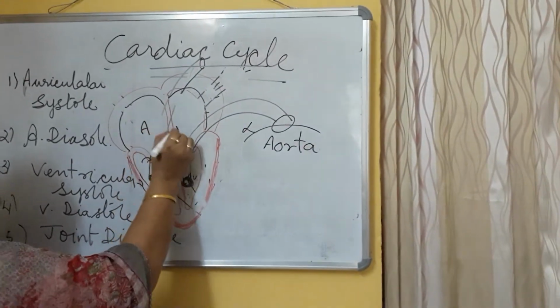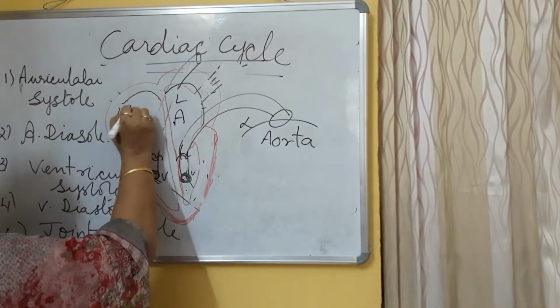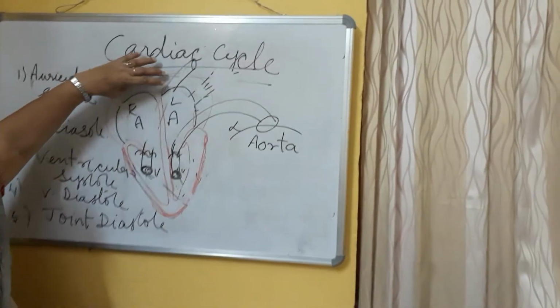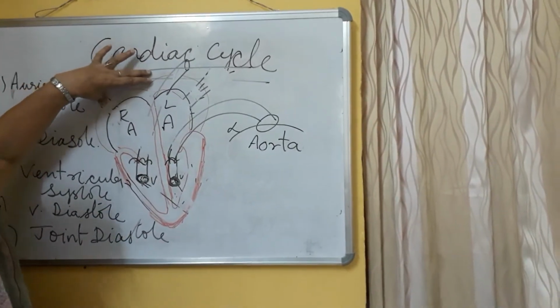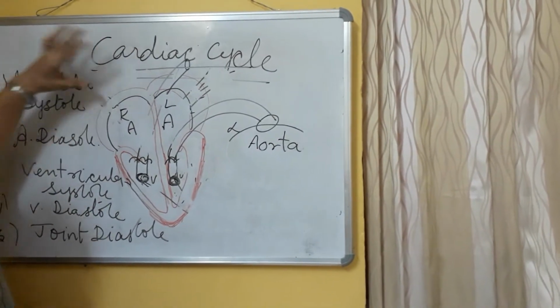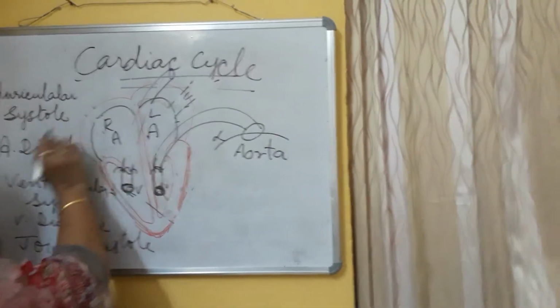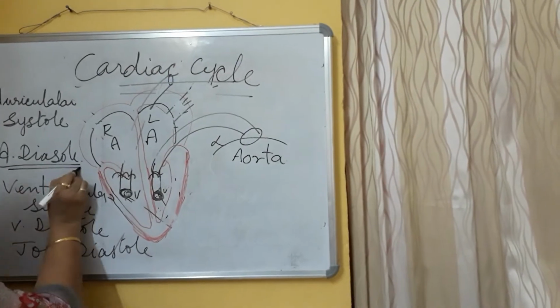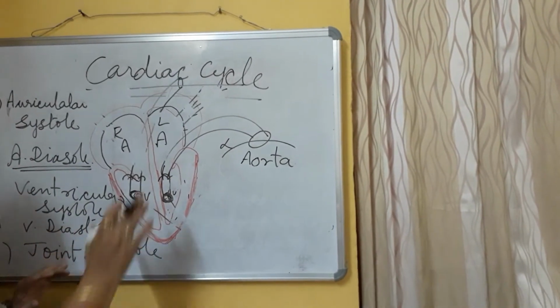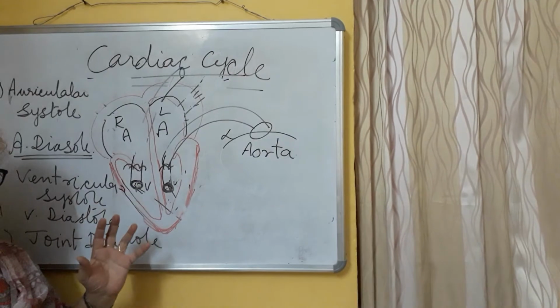These are the auricles, left auricle and right auricle. These two auricles, you just observe, are now in a relaxing condition. First I will explain about the diastole. Auricles diastole means they are relaxing.